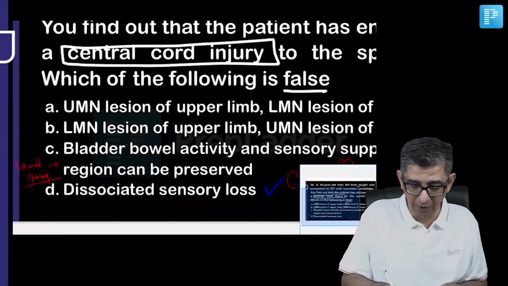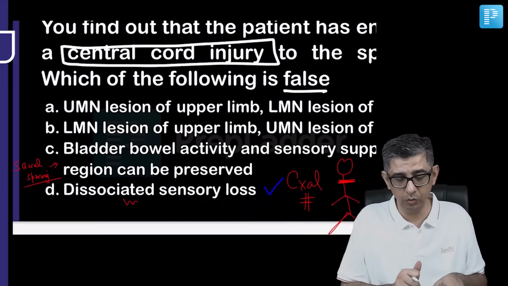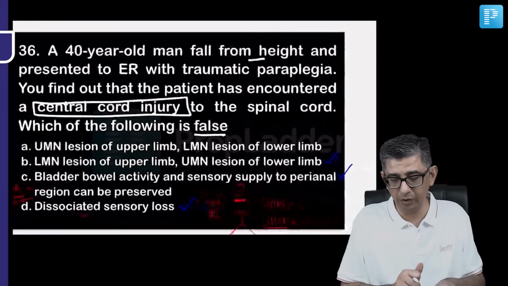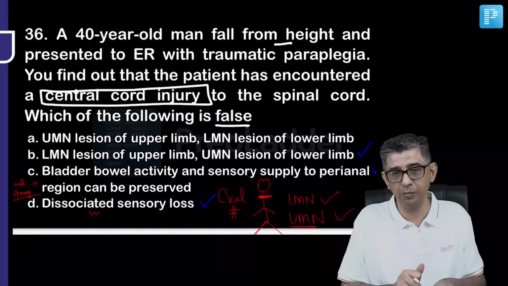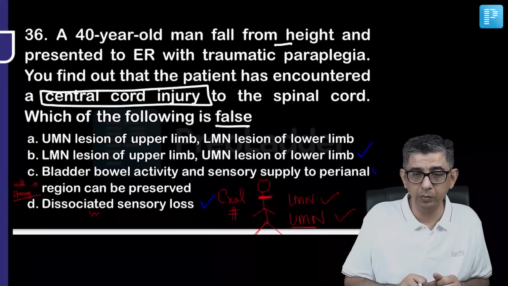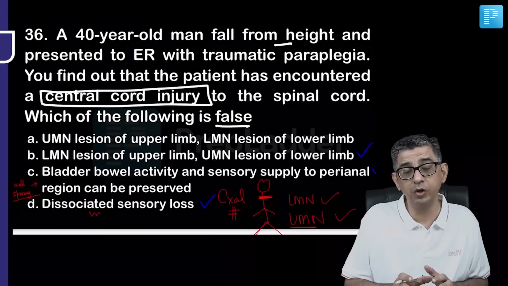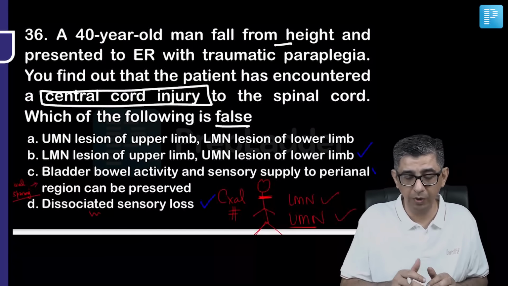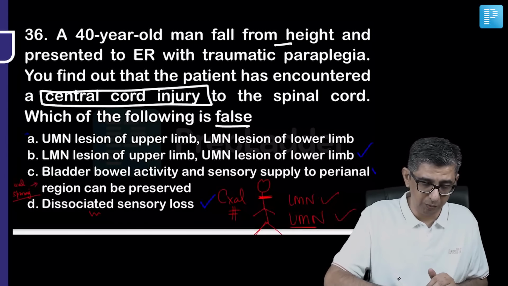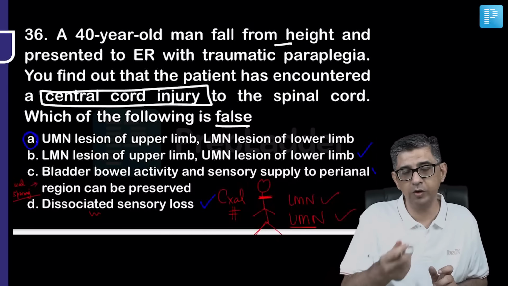And the dissociated sensory loss, I said pain and temperature, only two sensations would be lost because of the involvement of the lateral spinothalamic pathway in the person. Option B is due to corticospinal pathway involvement, and option D is because of the lateral spinothalamic pathway involvement. The correct answer for this one would be option A, which is the opposite of option B that is written.